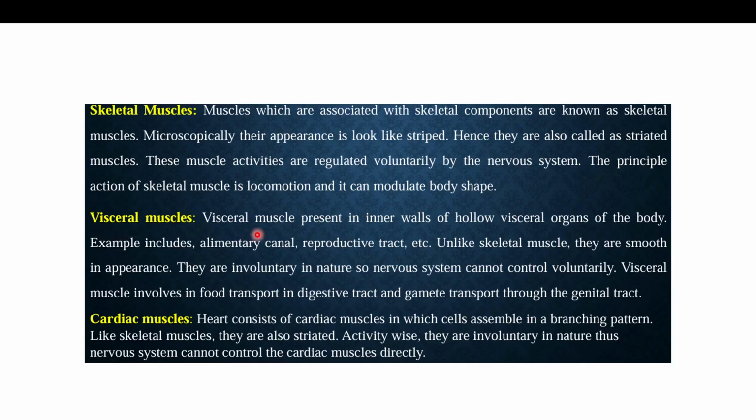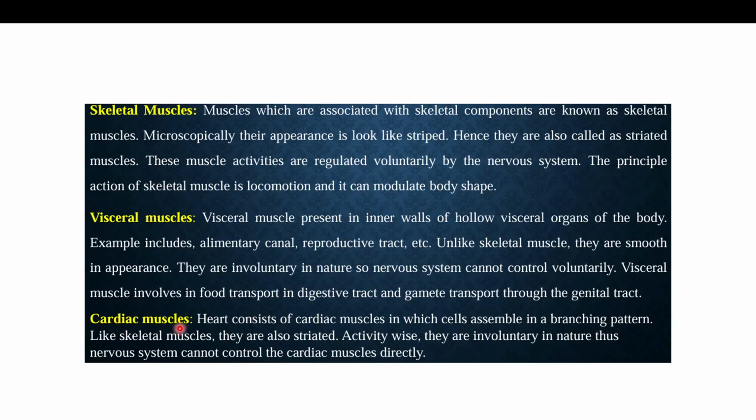And there are visceral muscles, which are present in the inner walls of hollow visceral organs of the body, like the food pipe, reproductive tract, etc. Unlike the skeletal muscles, visceral muscles are smooth in appearance, and they are involuntary in nature, and they do not have striations as we see in skeletal muscles. Examples of visceral muscles are those present in the food pipe, helping in peristalsis, and eventually helping in food transport and gamete transport through the reproductive tract.